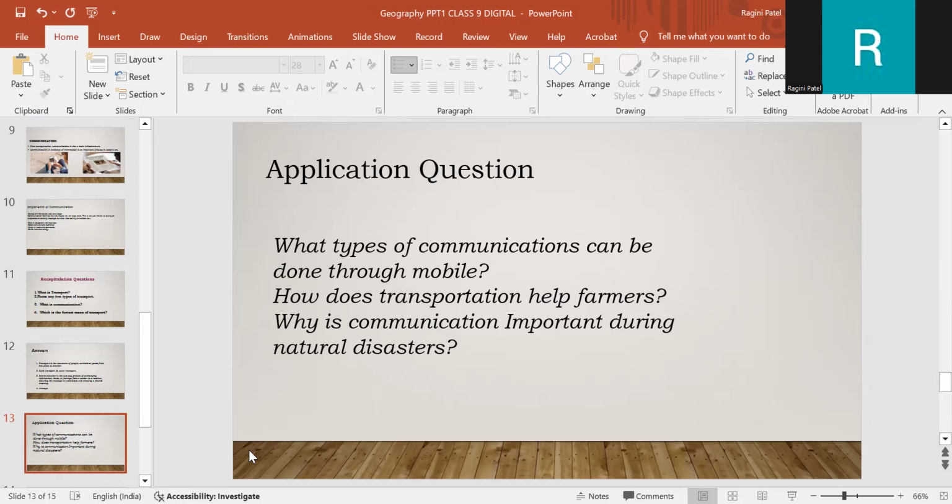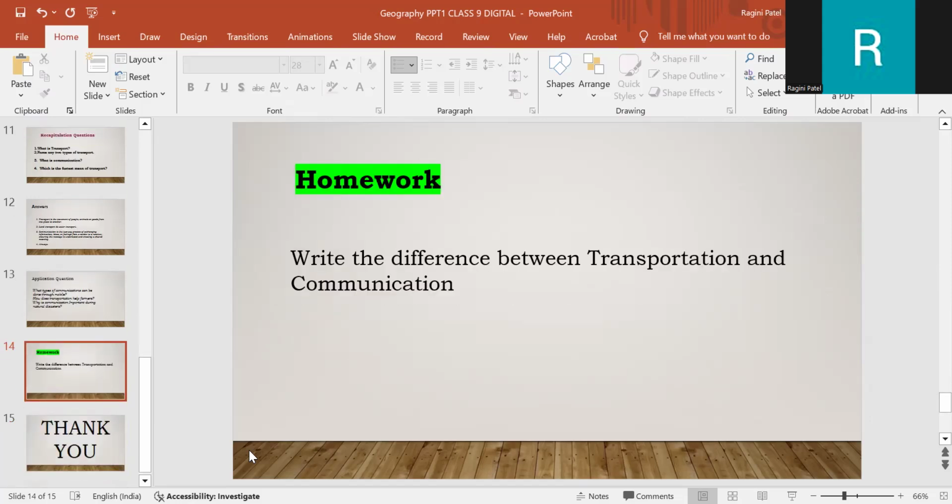Okay. Now last, the importance of communication in daily life. Write the difference between transport and communication. This is your homework. Students, please take your notes and note down your homework in the notebook.